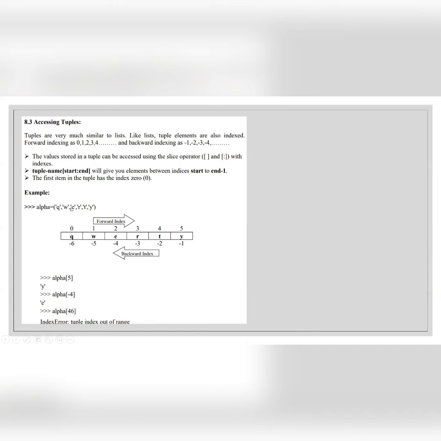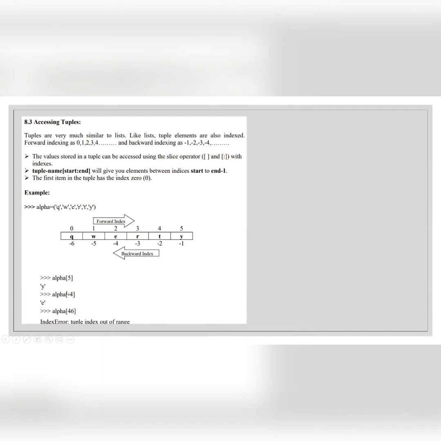So this is a tuple alpha, and if I want to access alpha and in square brackets I write 5, I want to index the element at the fifth index. So 0, 1, 2, 3, 4, 5. At the fifth index, the element is y and we get the output as y.